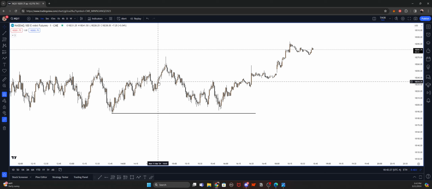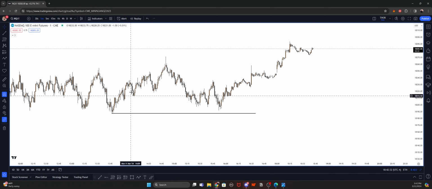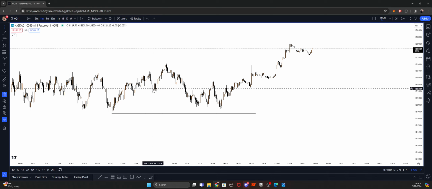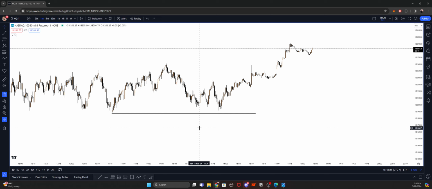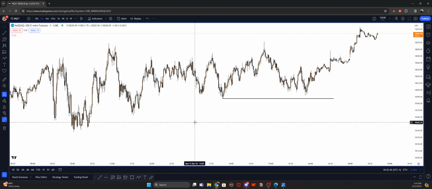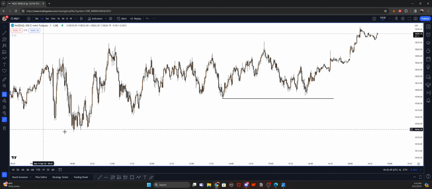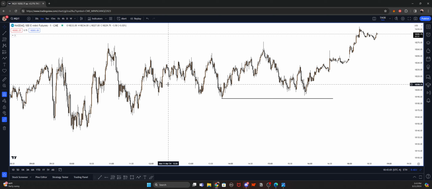Because all these PD arrays here, like this, propulsion block. It's not an order block. Same thing, propulsion block. Same. These are not order blocks. That's why understanding market maker models comes with understanding all the ICT PD arrays. If you don't know what an order block is, you should be learning what an order block is first before jumping into market maker models.